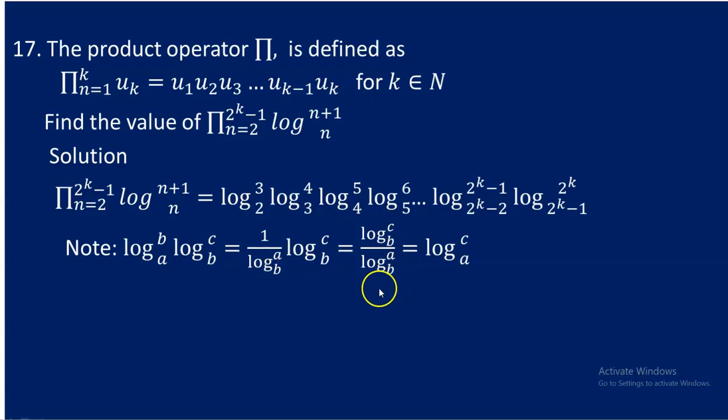So the bases are the same, so now this is going to be logarithm of c to the base a, and we call this base change, right? The bases are the same, so we can take logarithm of c to the base a. This is one property of logarithm. This is true.